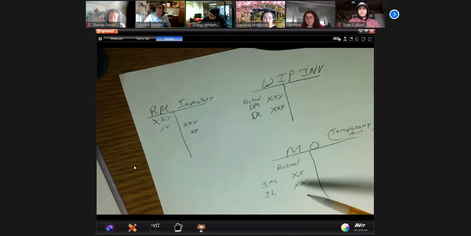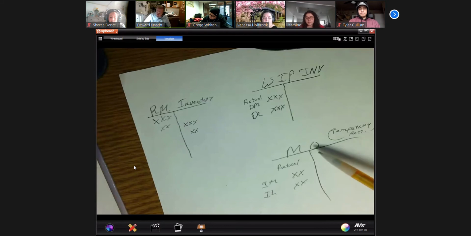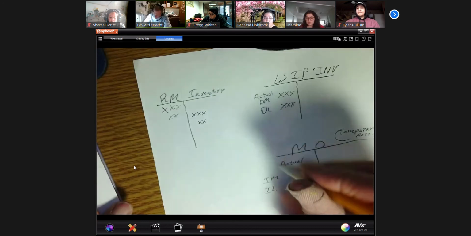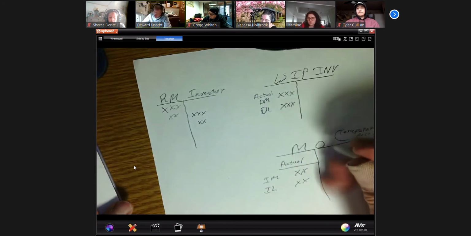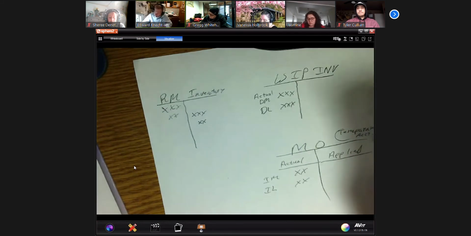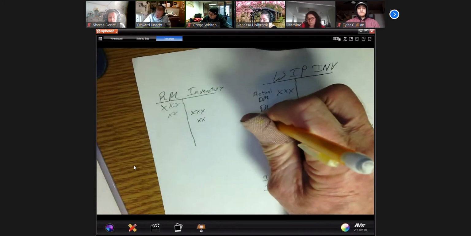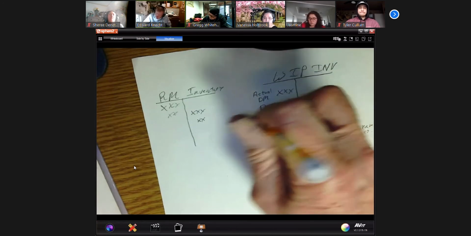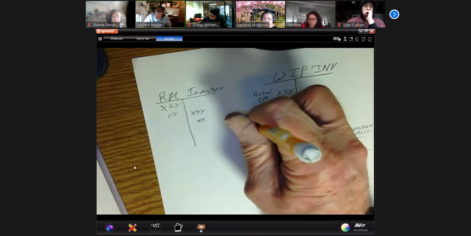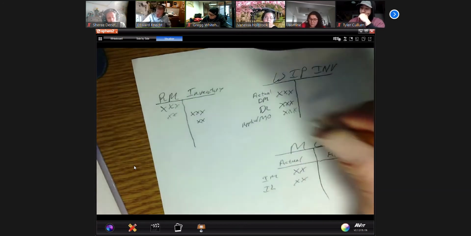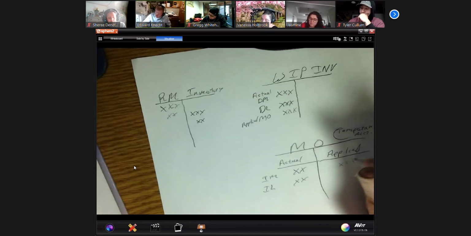So we're debiting this temporary account. It's called also a clearing account. The left side is recording all actual costs. The other side is the applied amount. When we apply manufacturing overhead to a job, we debit manufacturing overhead to work in process. It's going to be applied. And you credit manufacturing overhead.